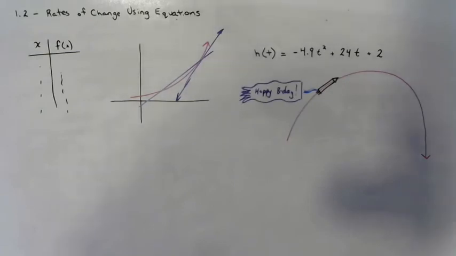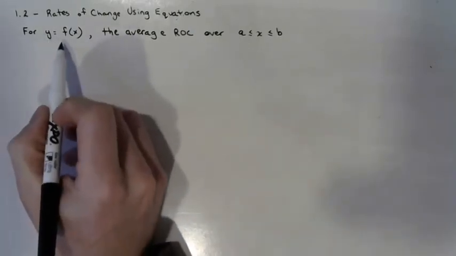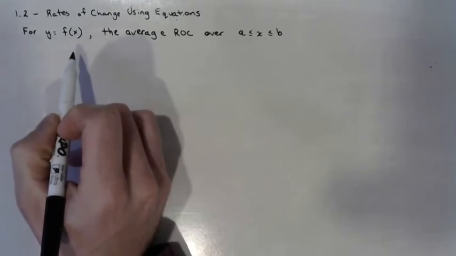Today we're going to get to the point where we're still estimating this rate of change, but we're going to be more accurate with an equation. You'll see what we can do there. So some notes for 1.2. For y equals f of x, that means we have the equation of the function, any equation, linear, quadratic, etc.